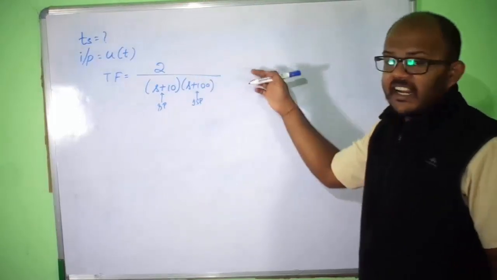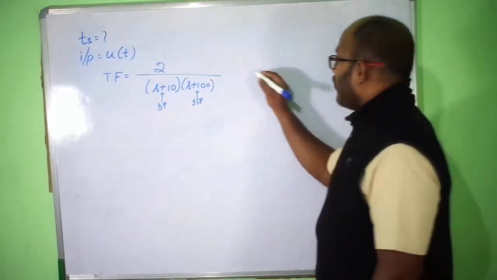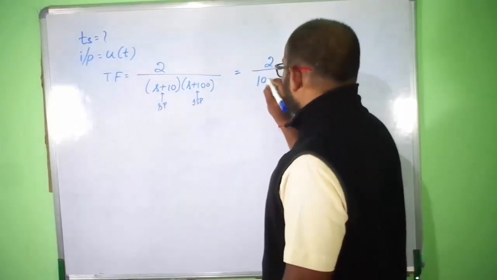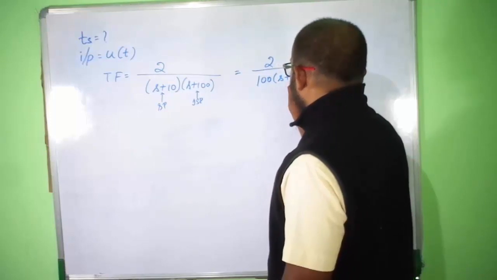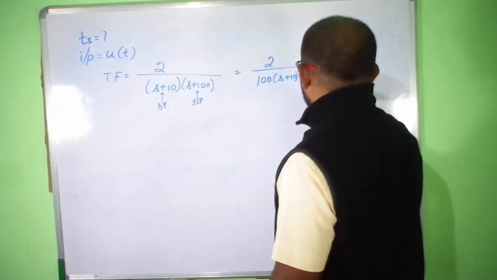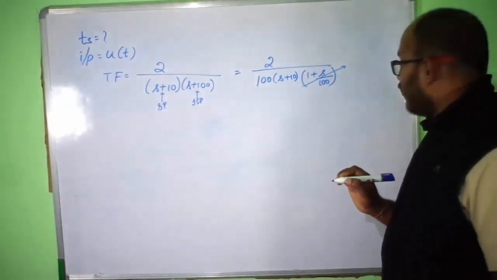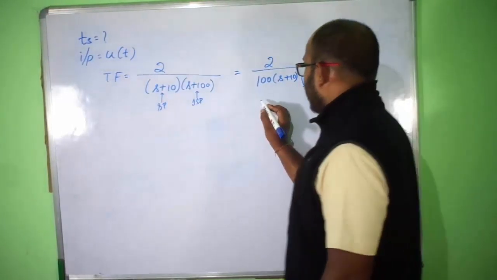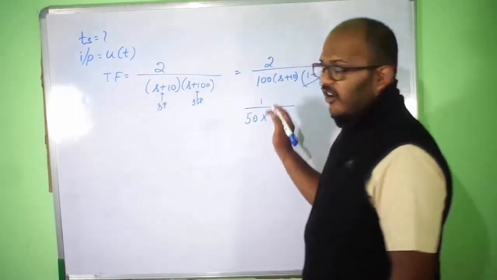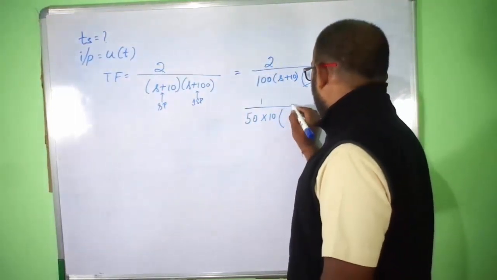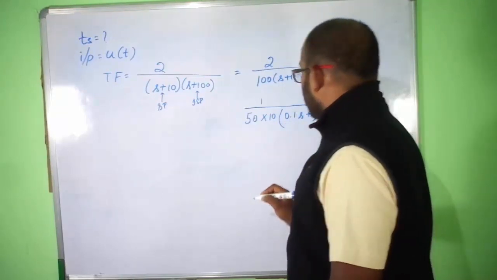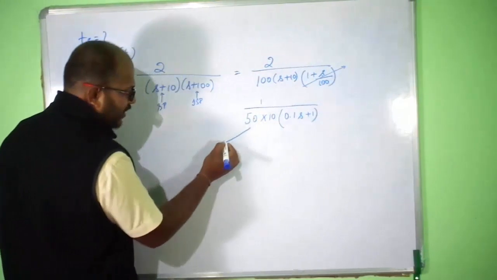But straight away I can't neglect. I have to maintain the gain properly. So which is 2 divided by, let me take 100 as common. So I will be getting 100 into s plus 10 into 1 plus s divided by 100. So this term I can neglect now. Able to follow? So I am getting 2 divided by 100, which is equals to 1 divided by 50. Again let me take 10 as common. So upon taking 10 as common, I will be getting 0.1 s plus 1. So this one I need to compare with the standard form.